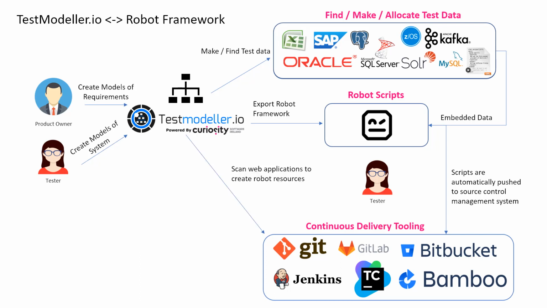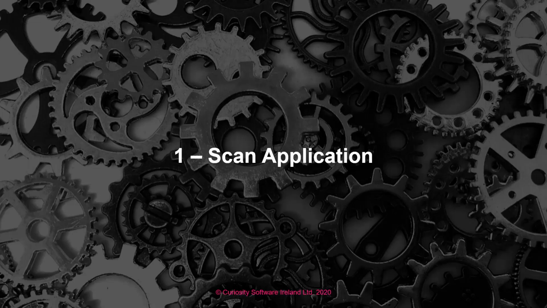We can also use Test Modeler to scan web applications to create any robot resources and new keywords for different pages that we need to automate. Once we're ready, we can execute the automation and we can push back up the run results into Test Modeler to have a full complete pipeline so that product owners and testers can instantly understand passes and failures in the system. So firstly, let's scan an application.